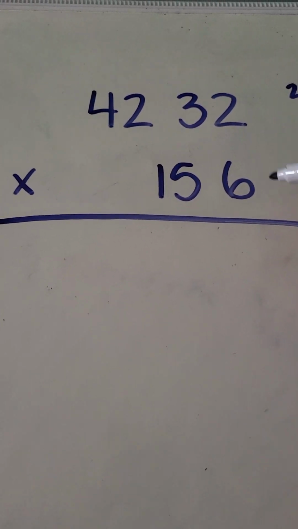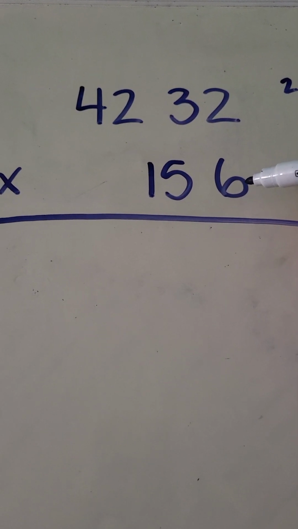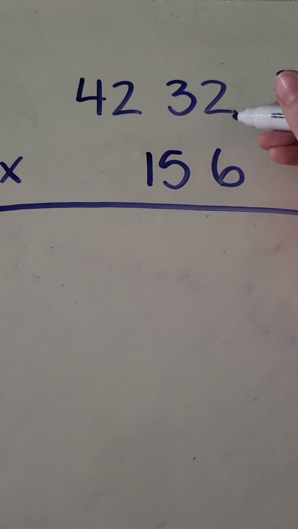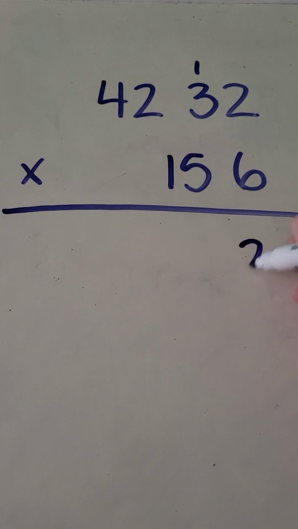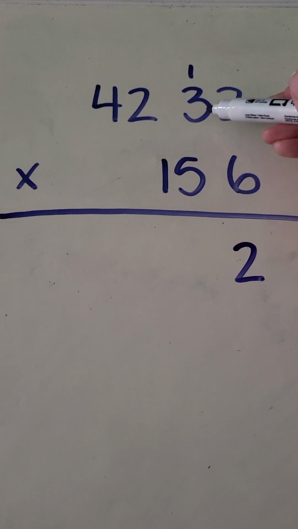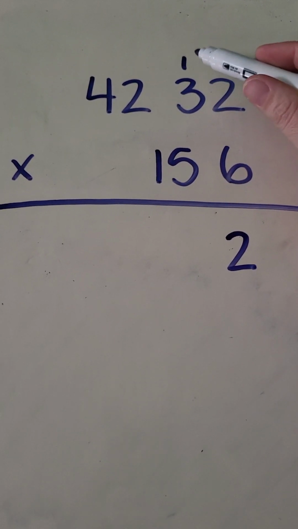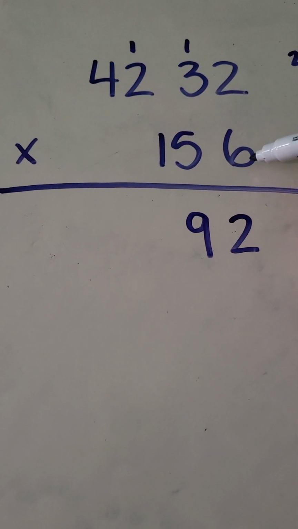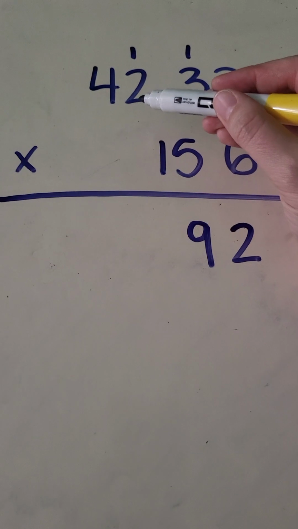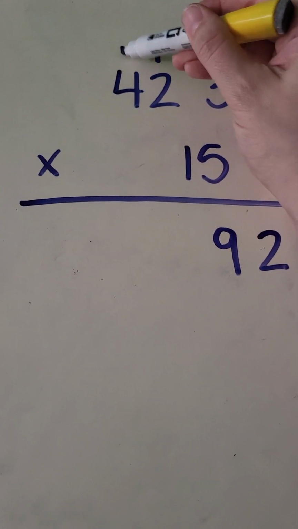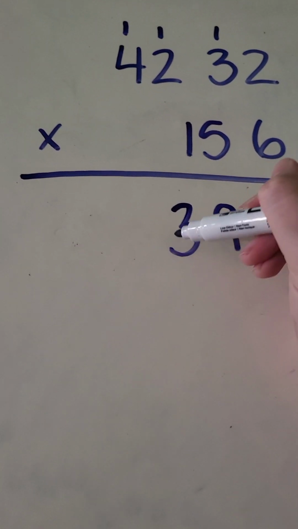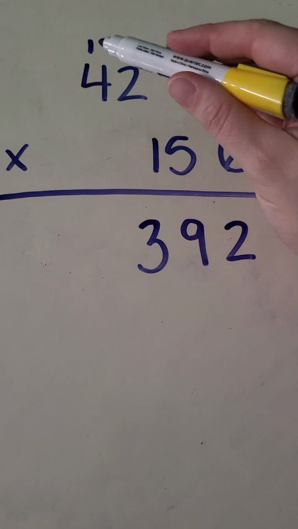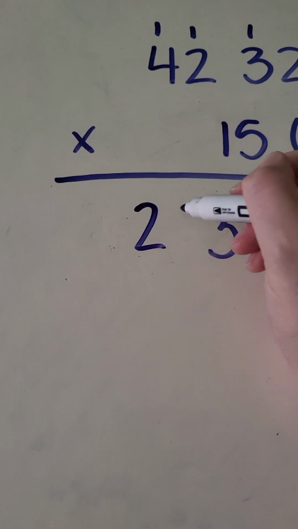All right, let's go. Multiplying the numbers in the ones place with the number at the top. 6 times 2 is 12. 6 times 3 is 18, plus 1 is 19. 6 times 2 is 12, plus 1 is 13. And 6 times 4 is 24, plus 1 is 25.